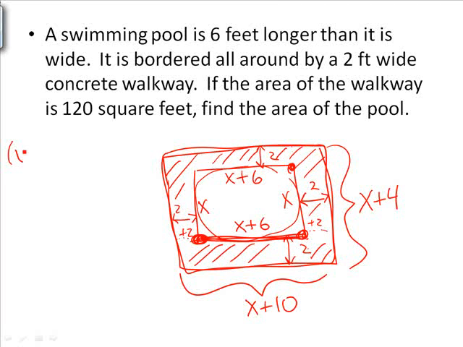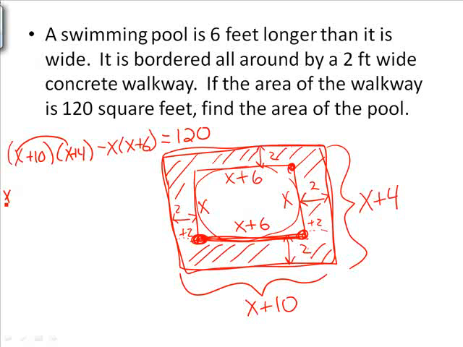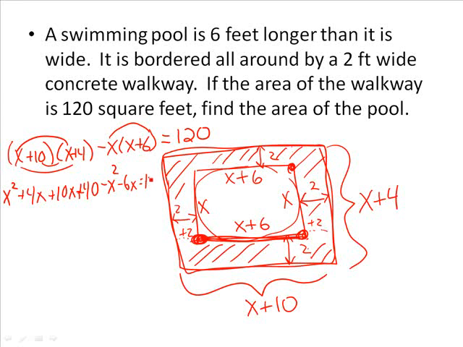So the area of the whole shape will be x plus 10 times x plus 4. That's everything. Minus the middle, which is x by x plus 6, should be 120. So the whole thing minus the piece in the middle, the swimming pool part, should be 120. So now as we go through and multiply, x times x is x squared, plus 4x, plus 10x, plus 40. Okay, so that's expanding that first part. Minus x squared. Oh, careful here. That's going to be minus 6x. And all of that equals 120.